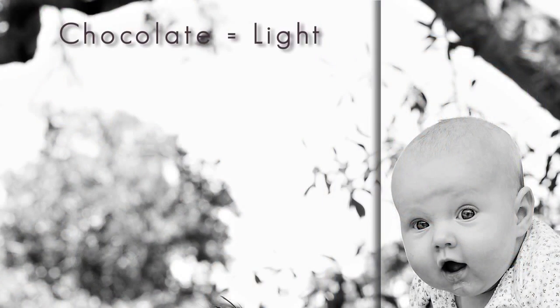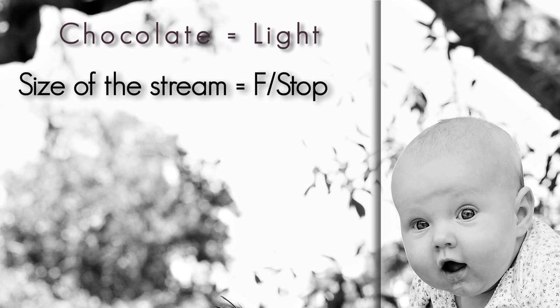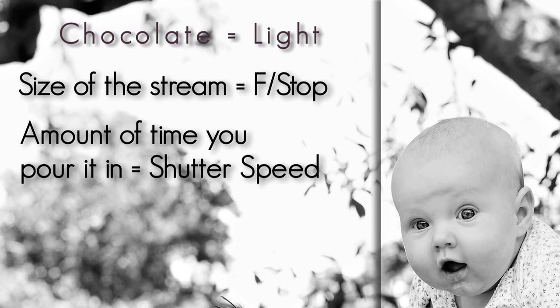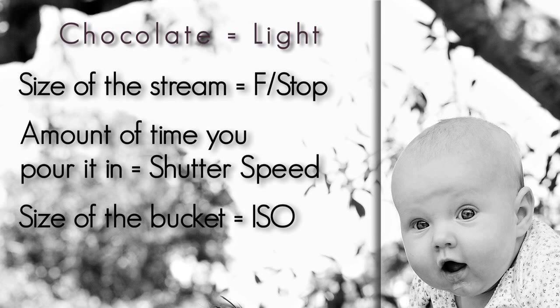In photography, chocolate symbolizes the light. The size of the stream of chocolate symbolizes the aperture, f-stop, and the amount of time that you pour it in symbolizes the shutter speed. And the size of the bucket symbolizes your ISO, or digital film speed. Okay, so now that we're all drooling over the chocolate in the bucket, snap out of it. Let's focus on f-stops, what they are, and how we can use them to get certain results.